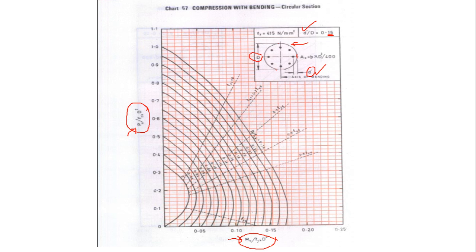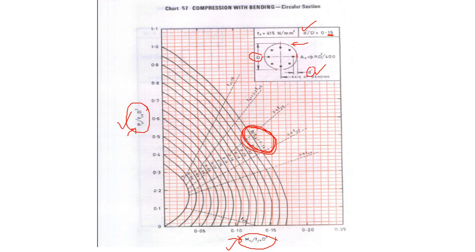Why do we need to use this chart? We need to use this chart in order to know the percentage of steel required in our pile. Because if you know the values of Pu by fck D square and Mu by fck D cube, you can get the value of p by fck. Here p means percentage of steel, and fck is the grade of concrete. So by using this term, we can determine the percentage of steel required in our pile.